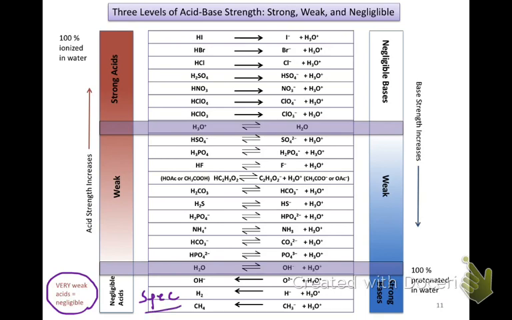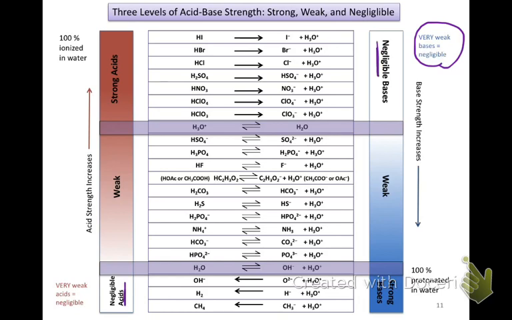At the top right, those are the conjugates of our strong acids. They're so weak as bases, we're going to call them negligible. They don't even get to be called weak anymore. Negligible bases and negligible acids are conjugates of strong acids and bases.